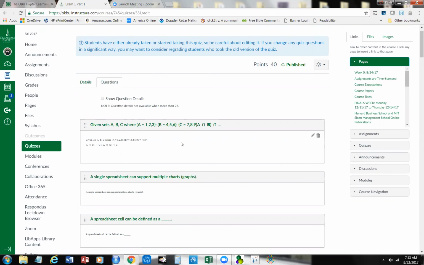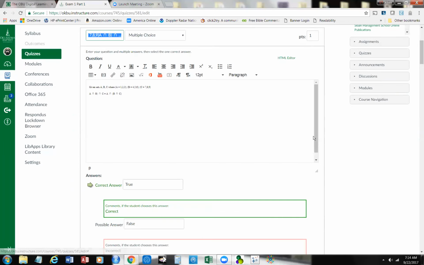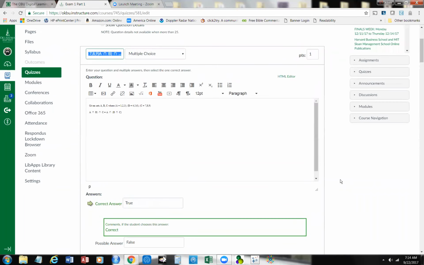First of all, this is given the sets where A, B, C equal: A is 1, 2, 3, B is 4, 5, 6, C is 7, 8, 9. And the set notation is this: when you see this little inverted U, that means an intersection. When it's a U, that means that you're talking about a union. And I'm going to click on here to edit this question. Let's load the question. And it was a set equivalency question.